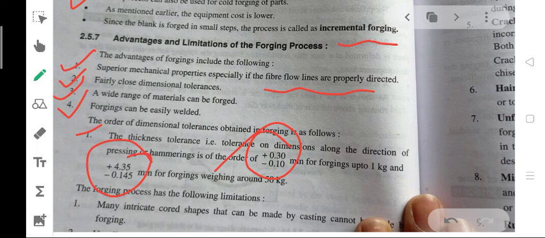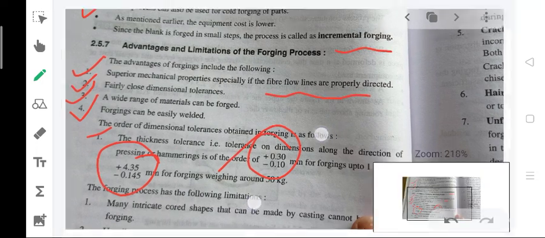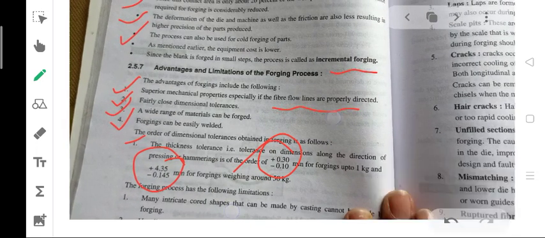And there are two basic limitations. First, many intricate shapes that can be made by casting cannot be made by forging. And forging costs more than casting, since the equipment and tooling required for die forging are far more expensive than the equipment and tooling required for the casting process.